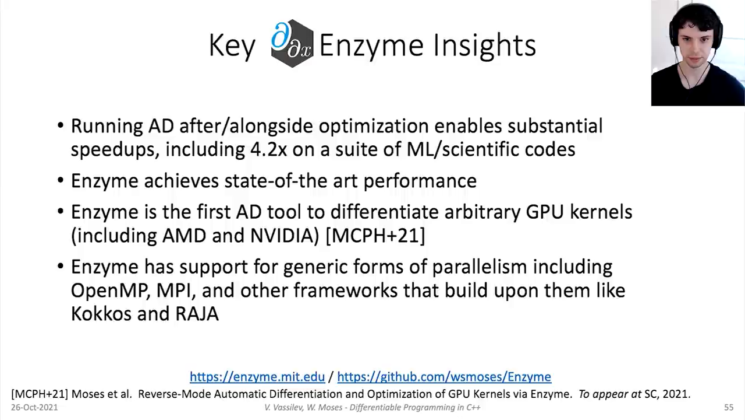We've also recently introduced support for generic parallelism like OpenMP and MPI, and thus anything that builds on top of these. By being able to provide an implementation at the low level inside the compiler, a framework like Kokkos or RAJA that uses OpenMP and MPI is automatically supported, since once you've got the primitive, anything that's built on top of it is automatically supported.